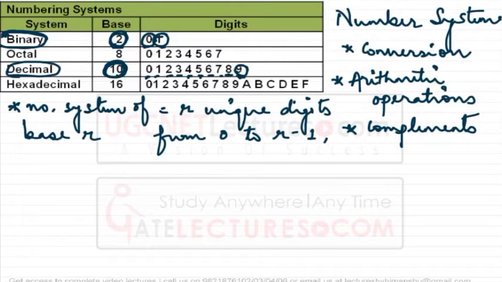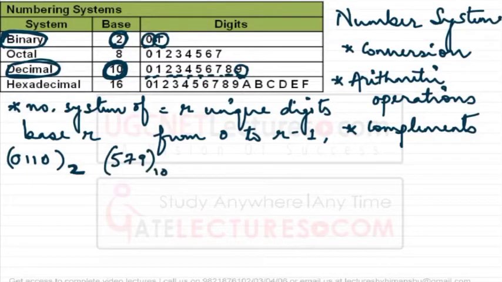We are all familiar with the decimal number system. It has 10 unique digits, 0 to 9. Fine. In binary, you must have seen numbers like 0, 1, 1, 0. This is a binary number. How do we represent the base? We represent the base as a prefix. This prefix of the number represents the base of the number. So if I write 579 and I write 10 as prefix, this means it is a decimal number. This is a binary number. Fine. So in binary we are having two unique digits.